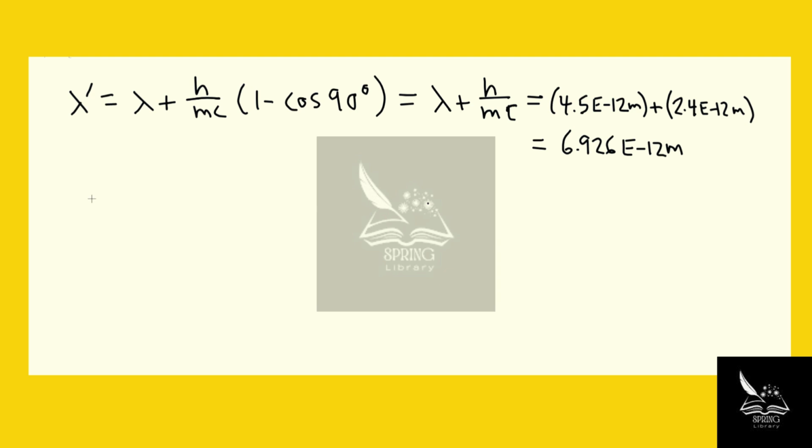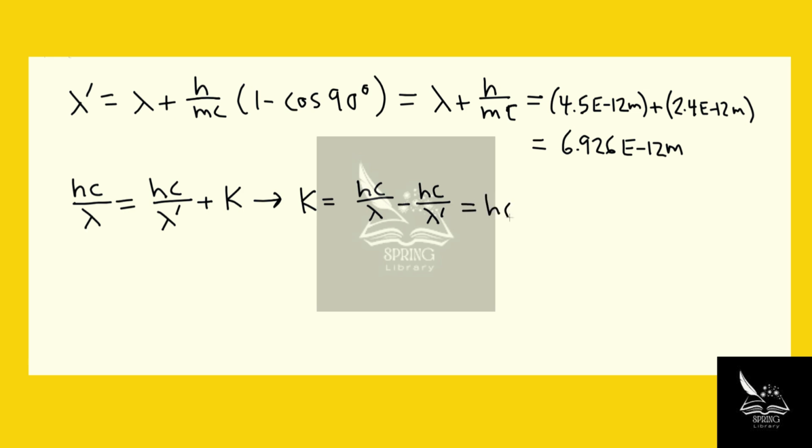So now that we know this new wavelength, we can set up conservation of energy. Initially, the photon is colliding with a rest electron, so it'll have an energy of hc over lambda. After the scattering, this photon will have a new lambda, so a new energy. And the electron will have some kinetic energy K. We can solve for K by simply getting the change in the photon energy.